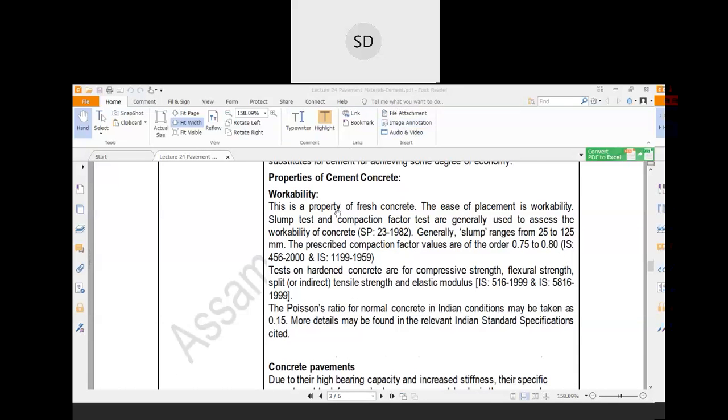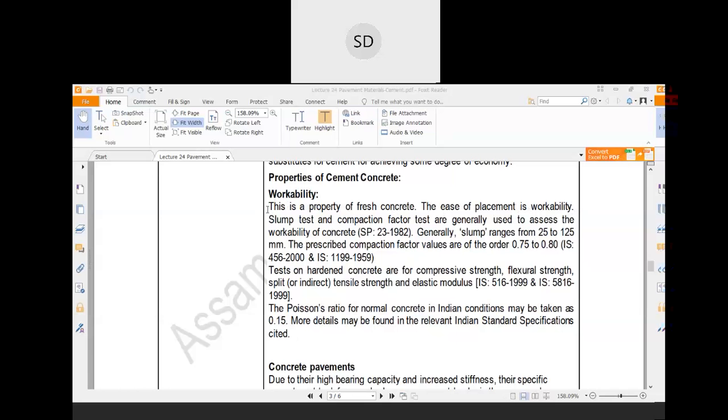Now there are different properties of the cementitious material. So the first one is workability. Basically, workability is the property of the cementitious material or concrete by which you can mix, place or transport the aggregate with ease. That is the easiness with which you can mix, place or transport the aggregate, that is your workability. The ease of placement is workability.